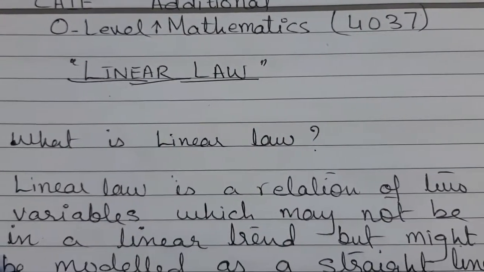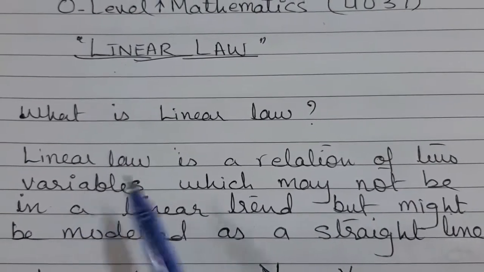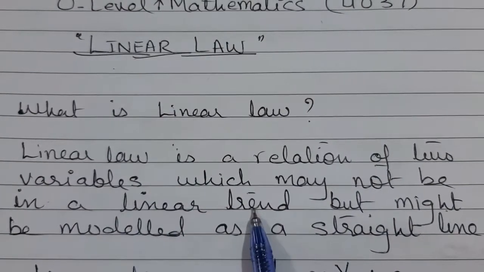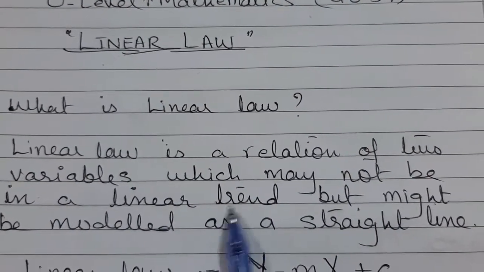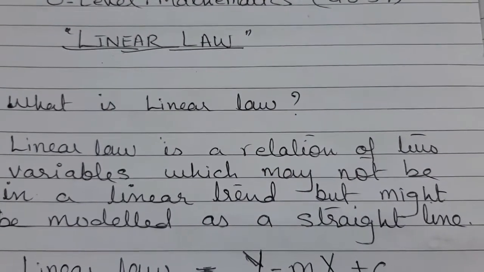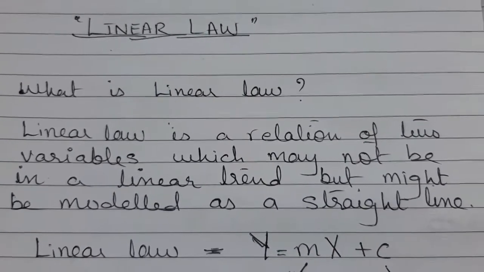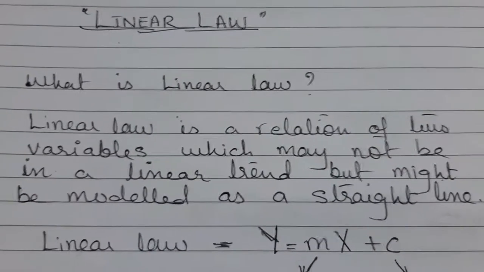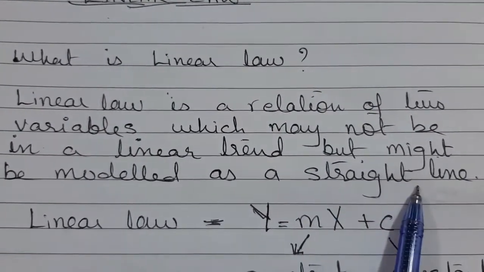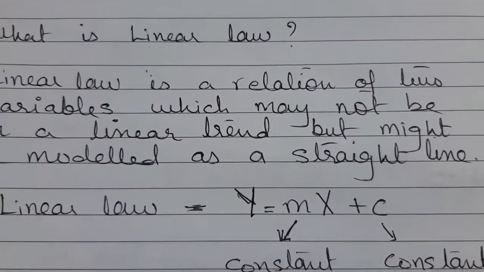So basically, when we are talking about linear law, it is a relationship of two variables, like x and y, which may not be in a linear trend. Now what do we mean by this? It means the equation may look like y squared equals x plus y plus 3, something like this, right? So if the equation does not look linear, but you want to model it as a straight line, you have to change it. How? We will learn in this chapter.